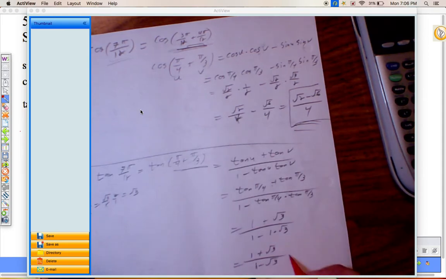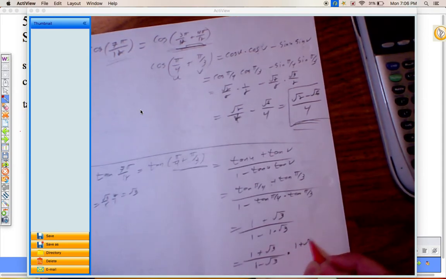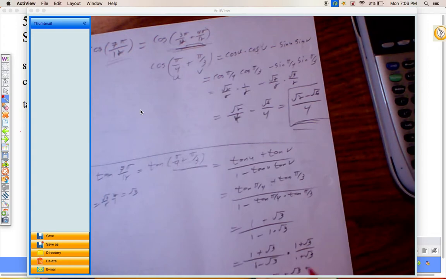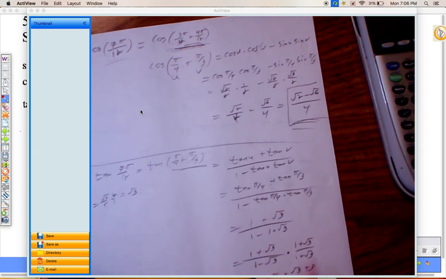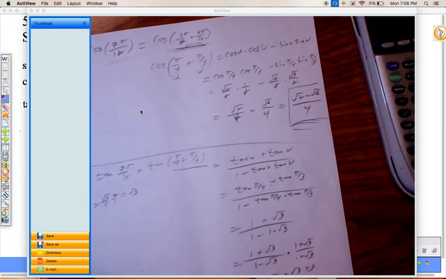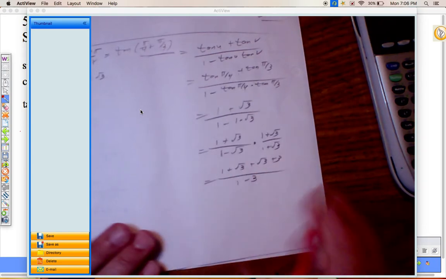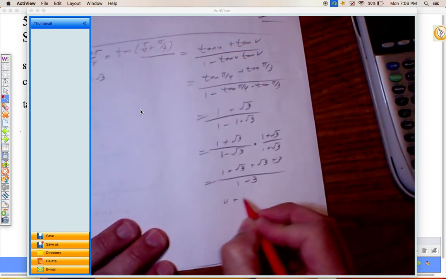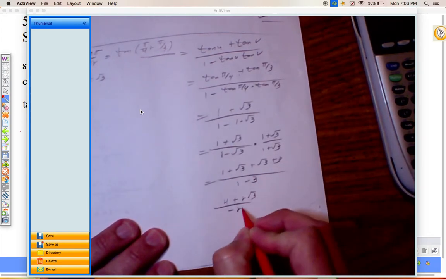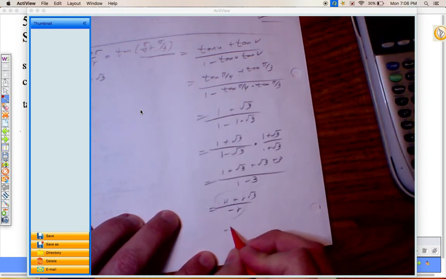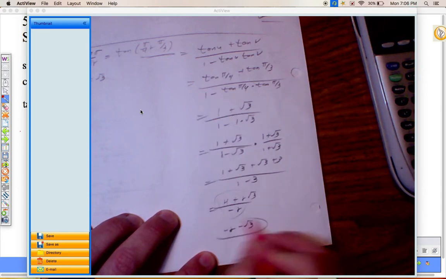Same idea. Multiply by the conjugate. We don't have a denominator we need to get rid of. 1 plus square root of 3 plus square root of 3 plus 3, foiling the top. And then 1 minus 3, foiling the bottom. Difference of squares, the middles are going to cancel. So that's 4 plus 2 square roots of 3 over negative 2. I'm going to take a negative 2 out and get negative 2 minus the square root of 3 as my final answer.